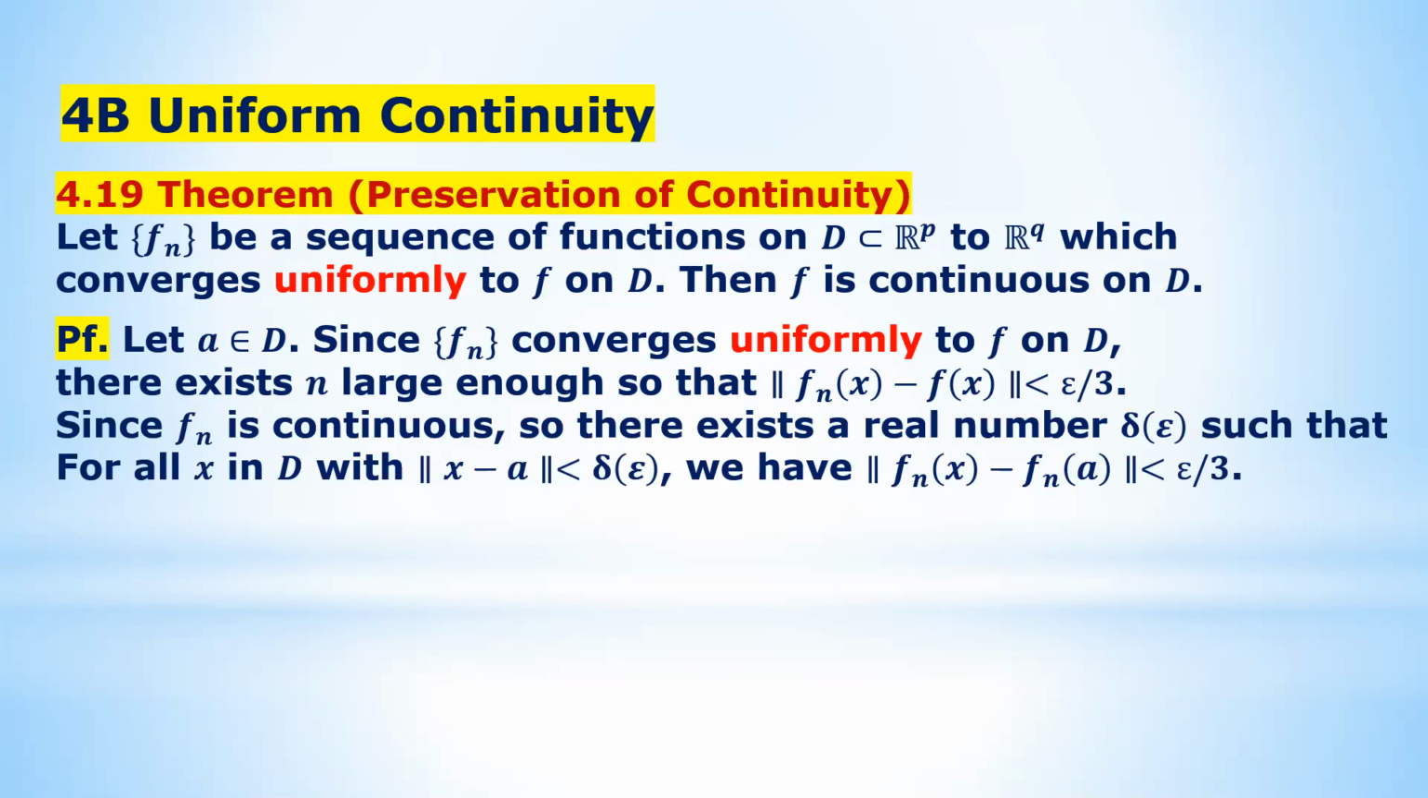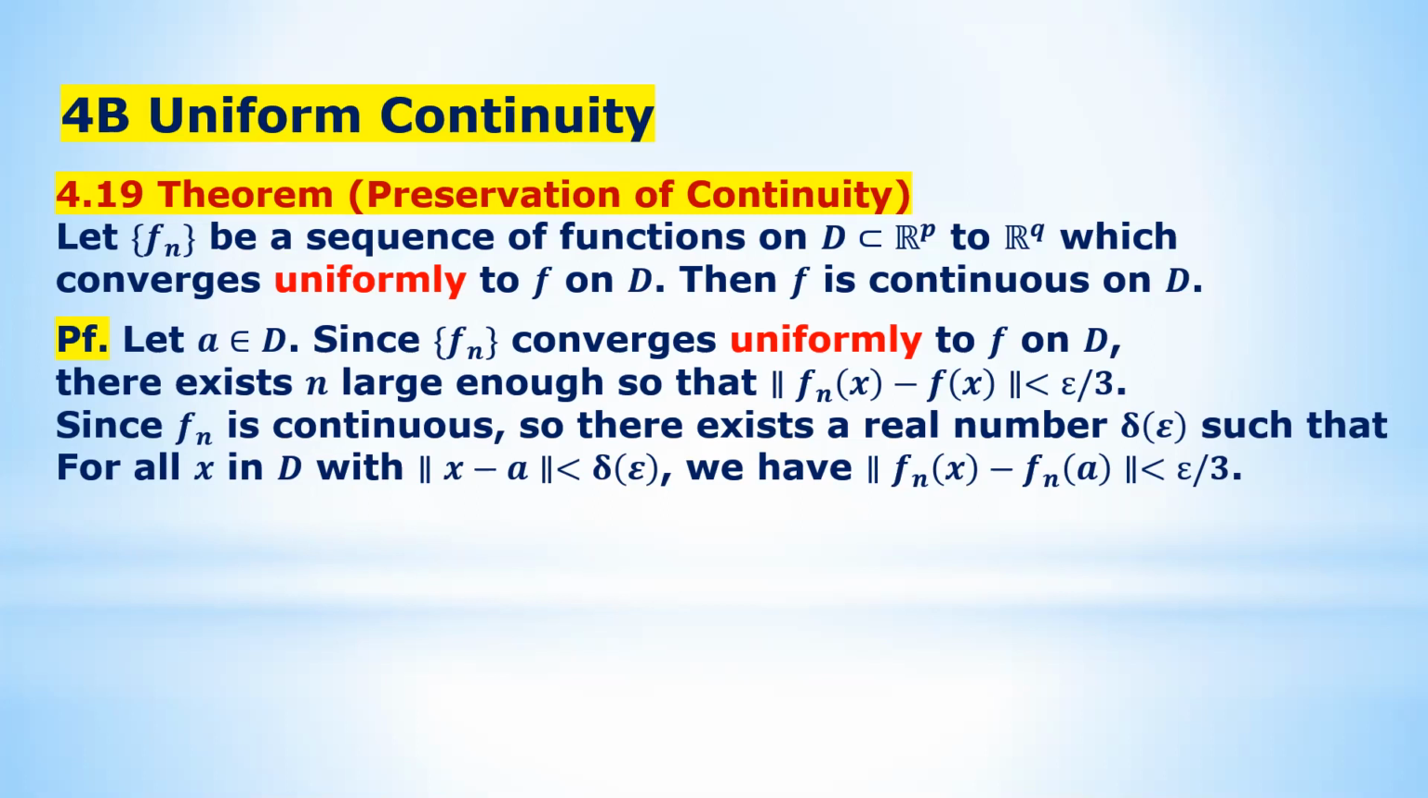Now, since Fn is continuous, there exists a real number delta epsilon. Now we're dealing with continuity, so it's just the local property, not the uniform continuity. Such that for all x in D, when x is sufficiently close to A, which is less than delta epsilon, then |Fn(x) minus Fn(A)| is less than epsilon divided by 3.